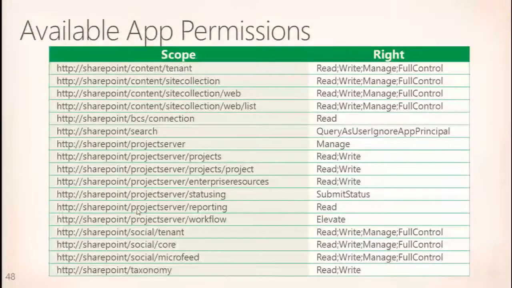And then this is the scope. This is the set of initial permissions you can request. It's really for you to refer to later. I'm not going to go through each one of these, but it's stuff like content. You can request access to connect to BCS entities. You can do queries in search. You can do project server stuff. You can interact with our social infrastructure. You can do taxonomy. So there's a pretty good set of different things that you can ask for access to as an app. All right.